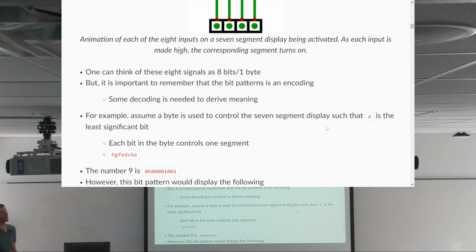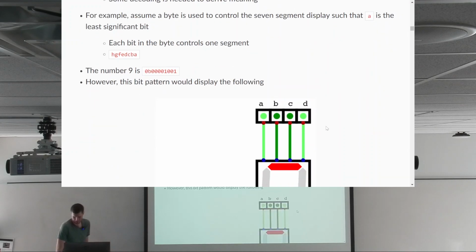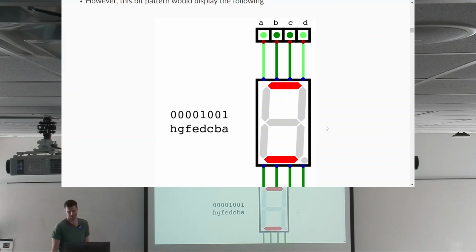Here, it looks like I'm going with the pattern where A is the least significant bit. This is arbitrary, doesn't really matter. There is a design decision why I made A the least significant bit, but you'll see in a moment. So the number 9 is 8 plus 1, 9. That's that binary pattern down there. But if we output that, we would see this, which is, of course, not the number 9.